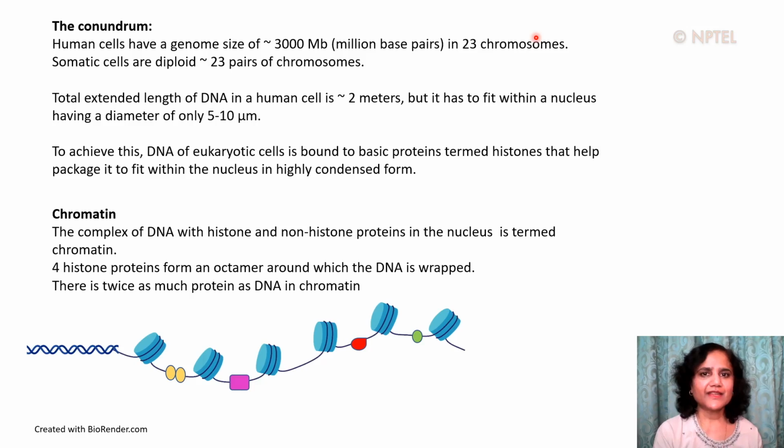To achieve this, the DNA of eukaryotic cells is bound to basic proteins termed histones that help package it to fit within the nucleus in a highly condensed state. The complex of DNA with histones and non-histone proteins in the nucleus is termed chromatin. There are 4 histone proteins that form an octamer around which the DNA is wrapped. So in the chromatin, in fact, there is twice as much protein as there is DNA.